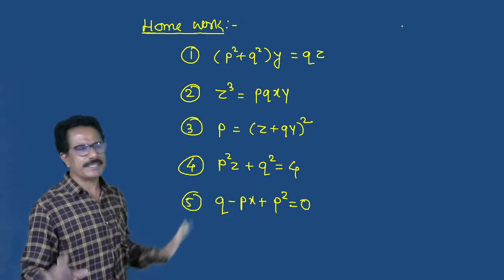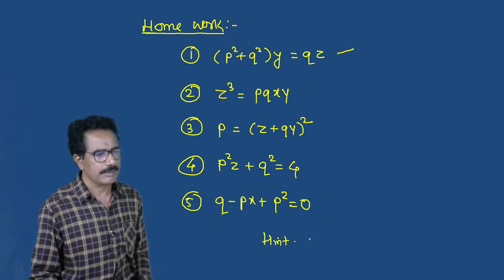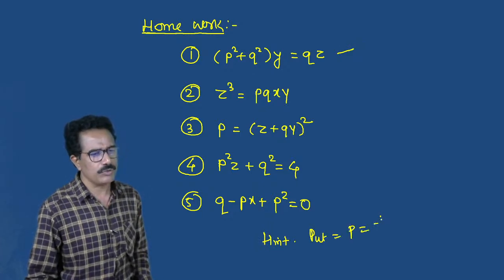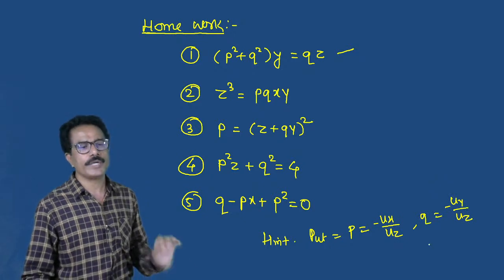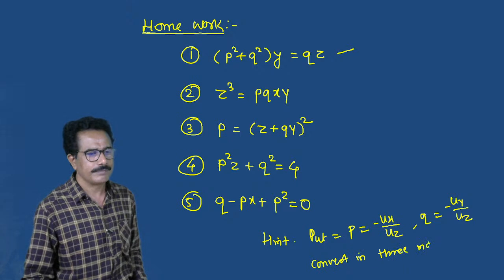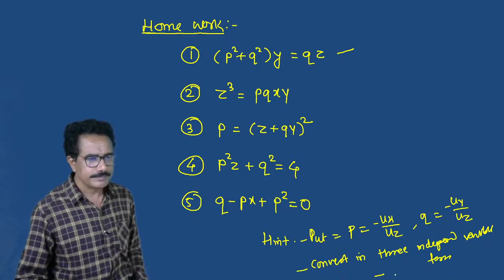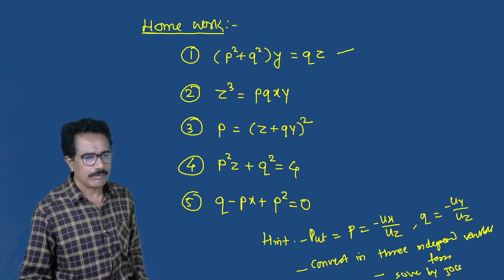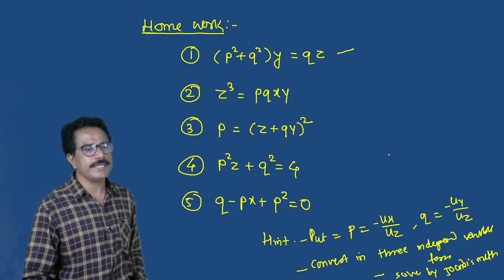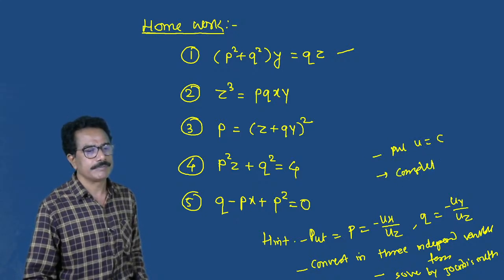Now do this homework, solve in exactly the same way. We have to put a hint, there is a hint for every problem. Put P equals minus ux upon uz, Q equals minus uy upon uz. Then convert in three independent variable form, solve by Jacobi method. And number 4, put u equals c, then we will get the complete solution.